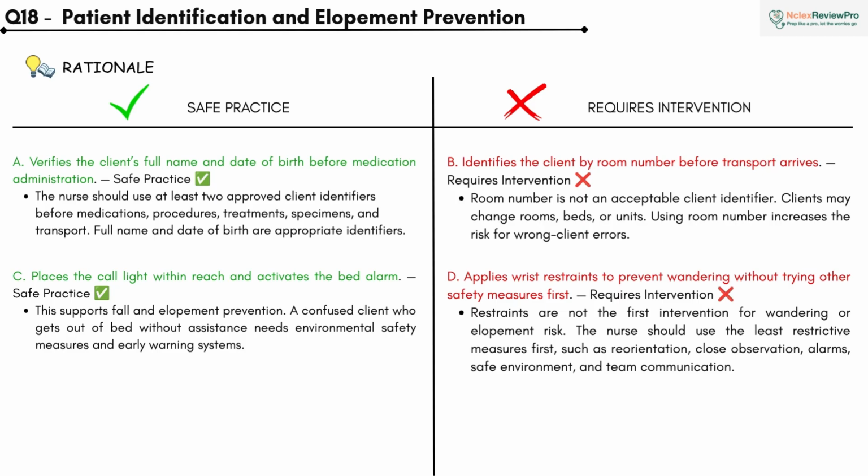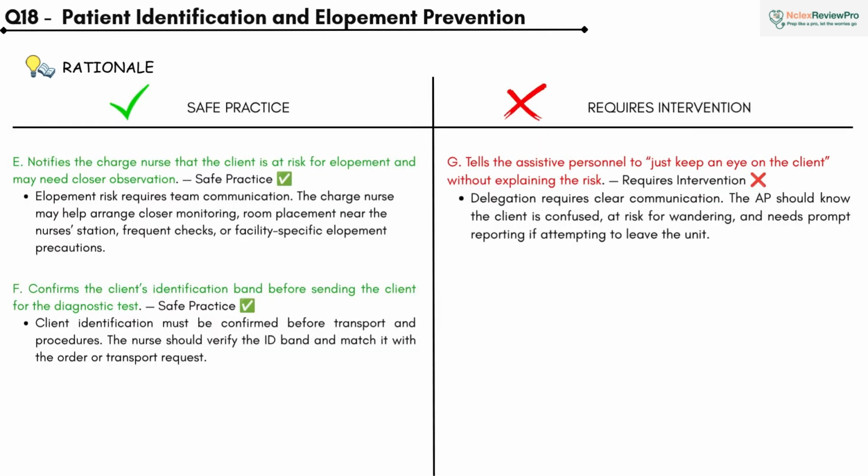communication. For option E, notifying the charge nurse about elopement risk is safe practice. Elopement risk requires team communication. The charge nurse can help arrange closer monitoring, room placement near the nurse's station, frequent checks, or facility-approved elopement precautions.